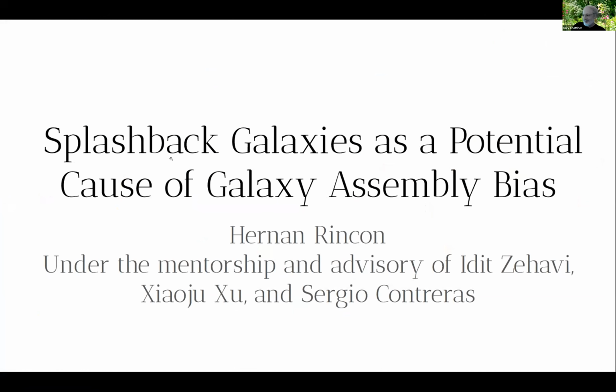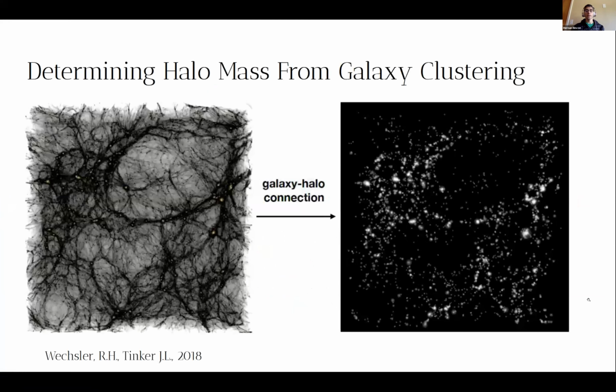All right, hello everyone. I'm presenting on splashback galaxies as a potential cause of galaxy assembly bias. To start off, to talk about the galaxy-halo connection: in our universe, we expect there to be an underlying dark matter structure that is unobservable. But an image of what that dark matter might look like is given on the left here, this big web of dark matter halos.